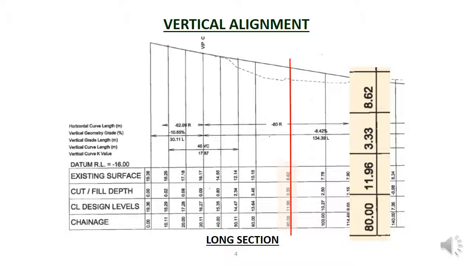You can see this on the drawings as the design level shown in the bold line is well above the dashed line, which is existing ground level. The top row is the existing surface level, which is 8.62 meters and is obviously well below the road design level.